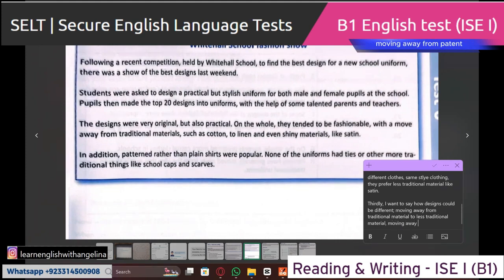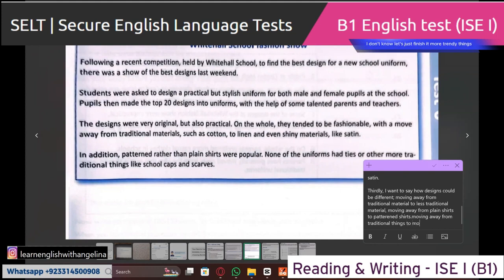Okay, moving away from plain shirts to patterned shirts, because this is the change, right? How designs could be different. To patterned shirts. Okay, more. Moving away from traditional things. This is a lot we are writing. I have to cross later on. Okay, traditional things to more trendy things.